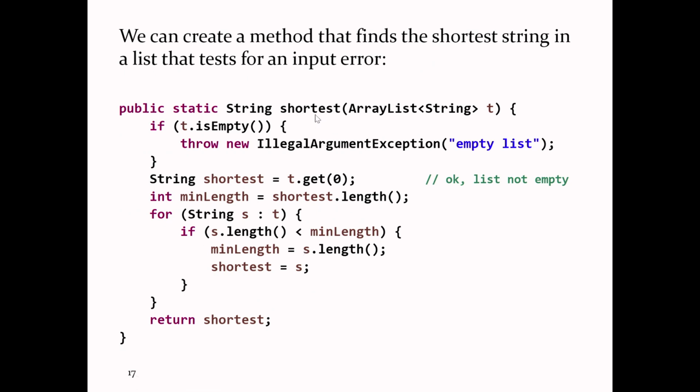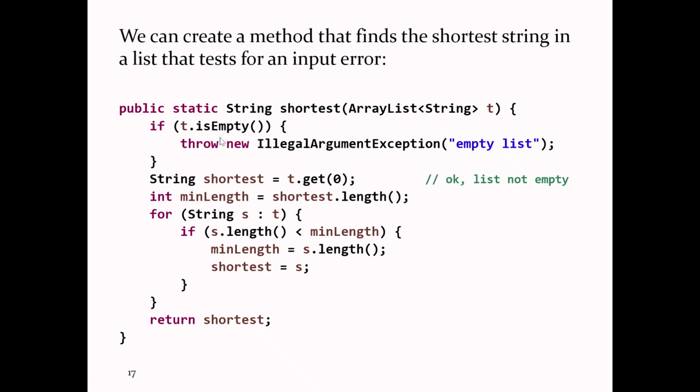If you're going to search for the shortest string in a list, you have to be prepared for the fact that the list might be empty. So if this is something you plan on doing over and over again, you just write a method to do this. So here's a static method that returns the shortest string in a list T.